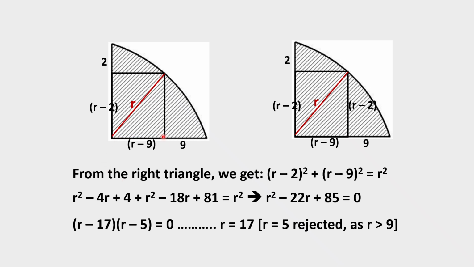From the blinking right angle triangle, we apply the Pythagoras theorem. (R minus 9) whole square plus (R minus 2) whole square equal to R square. Simplifying, we get R equal to 17 or R equal to 5. R equal to 5 is rejected because radius should be more than 9. So we get R equal to 17 units. So the required radius is 17.